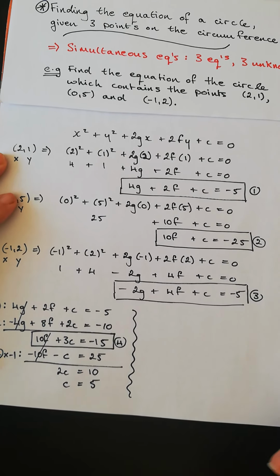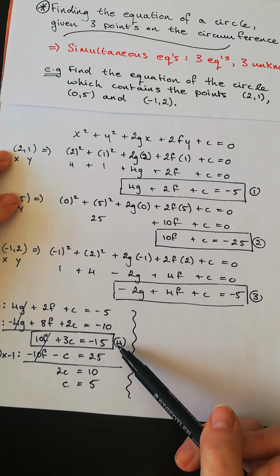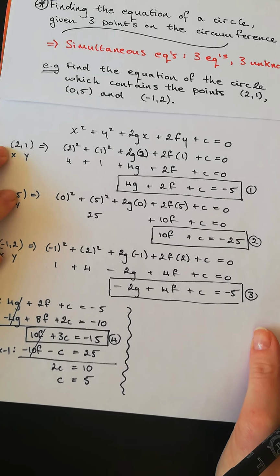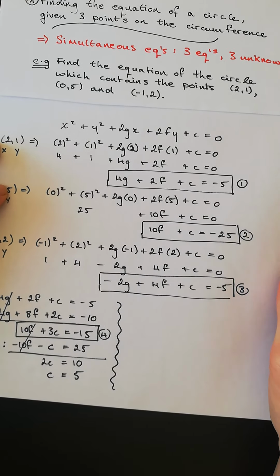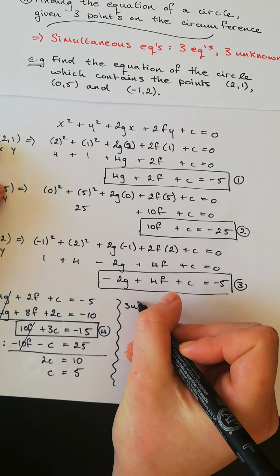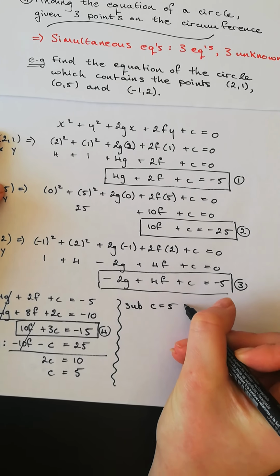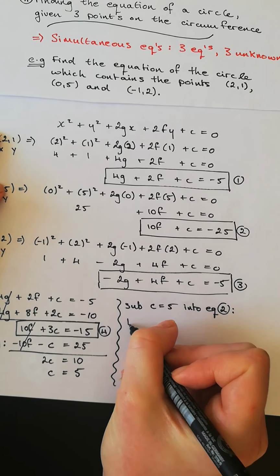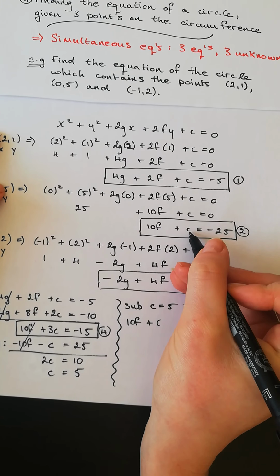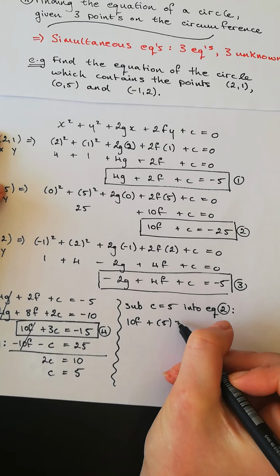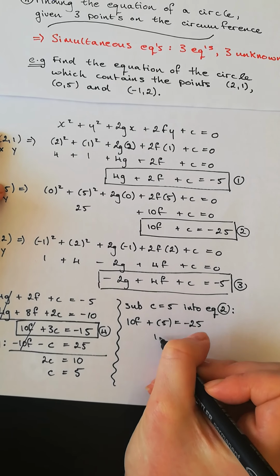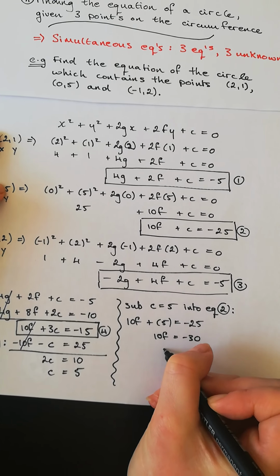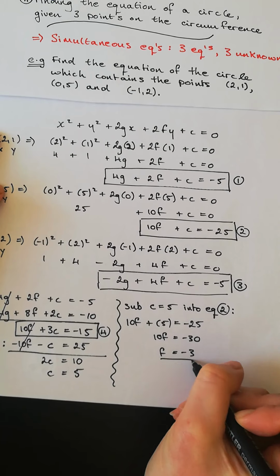Okay, I'm going to take that c equals 5, and I can sub it into either equation 4 or equation 2. I'm going to go for equation 2. You want to sub it into one of your equations that only has 2 unknowns. So I'm subbing c equals 5 into equation 2. That's 10f plus, I'm replacing c with 5 equals minus 25. So I get 10f equals minus 25 minus another 5 is minus 30. f equals minus 3.